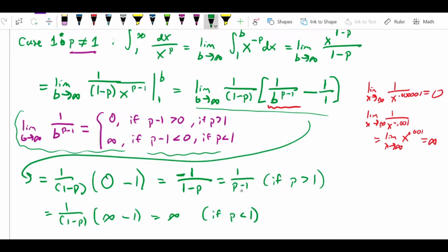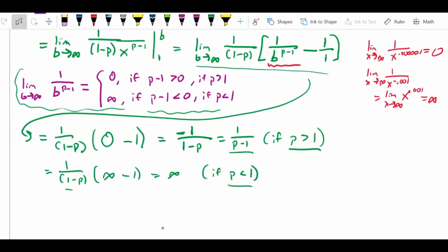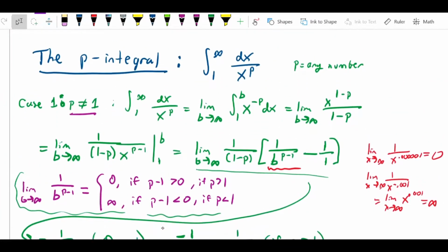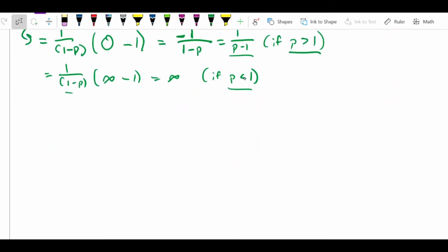So, in other words, if p is greater than 1, we get a finite number. If p is less than 1, then we get infinity. That turns out is the dividing line. It turns out that the p integral is going to converge as long as p is greater than 1, and it will diverge if p is less than 1. We just have to do the case where p equals 1, and that's going to turn out to be relatively simple. Case where p equals 1.